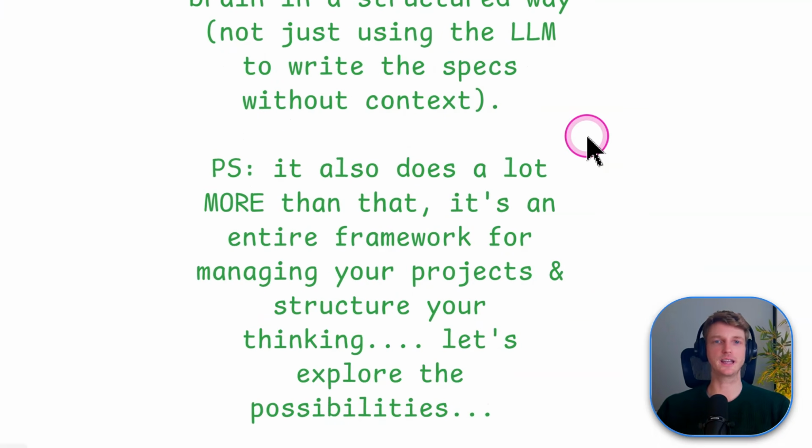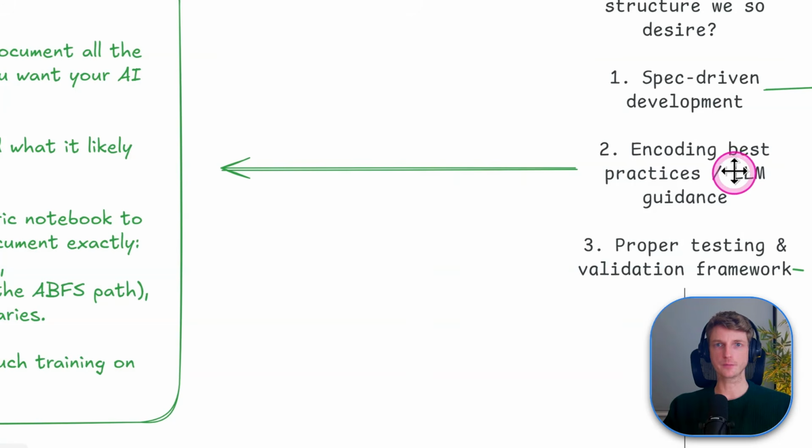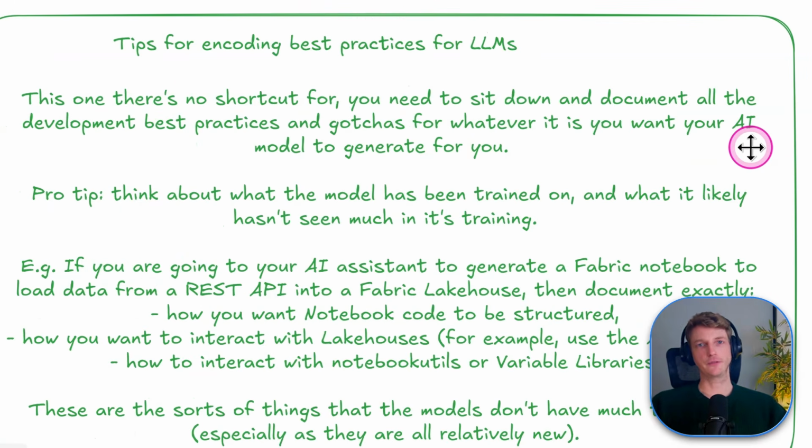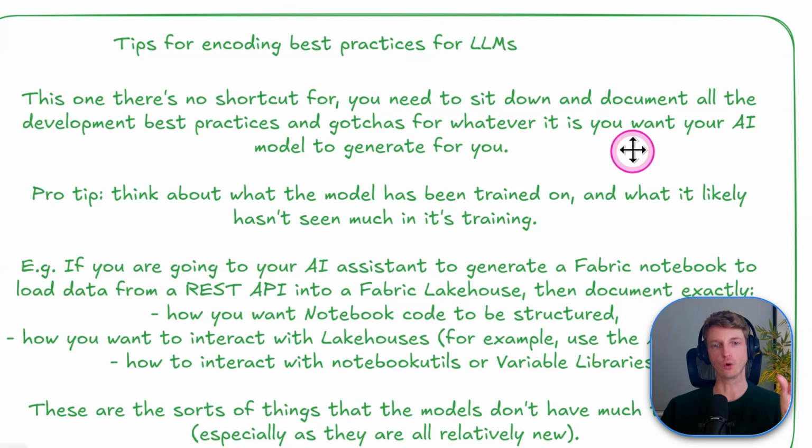It also is essentially an agile development tool. So once you've done your briefing and you've got your requirements and your specifications extracted from your brain onto some paper, it also helps you implement an agile process in terms of encoding best practices. A few tips on this one. There's no real shortcuts for this. You just need to sit down and document all the development best practices that you've got, and specifically the gotchas for whatever it is that you want your AI model to generate for you.